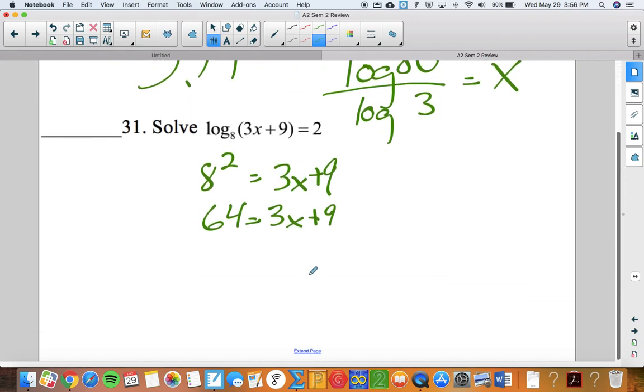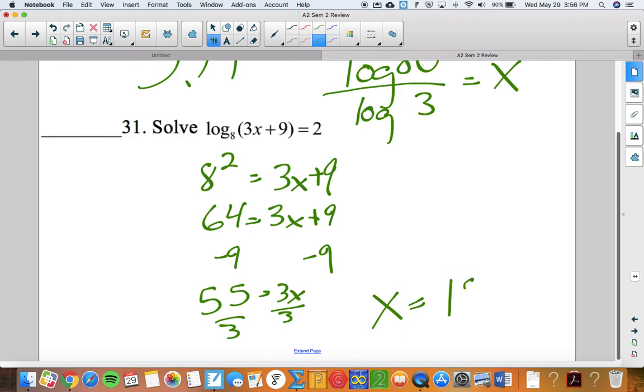Now it's just a linear equation. I can subtract 9. 55 equals 3x, divided by 3. No, folks, 3 does not go into 55 evenly, so you get 18.33 repeating, or 18 1/3, or 55 thirds. That's what you get.